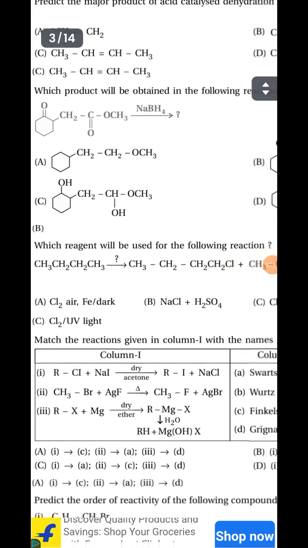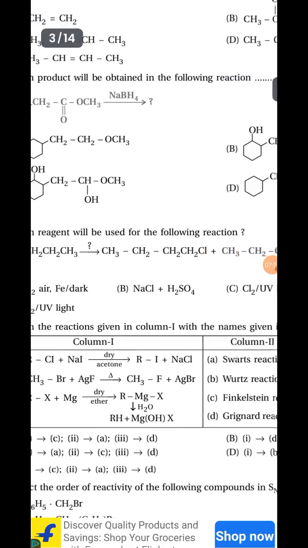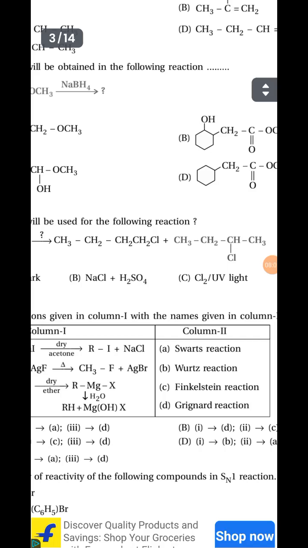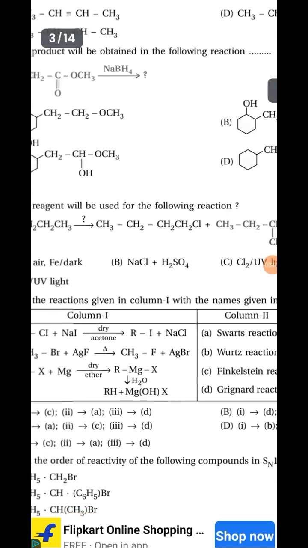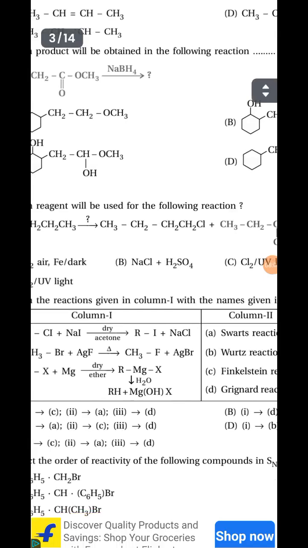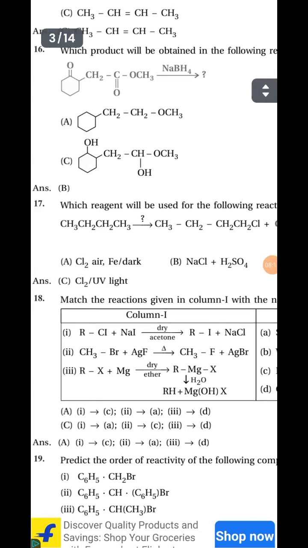And question number 8, match the reaction given in column 1 with the names given in column 2. This is from your naming reactions. You can check it out. Names are given in front of those reactions, and in front of those, names of those reactions are given. So here you can check it out from this.